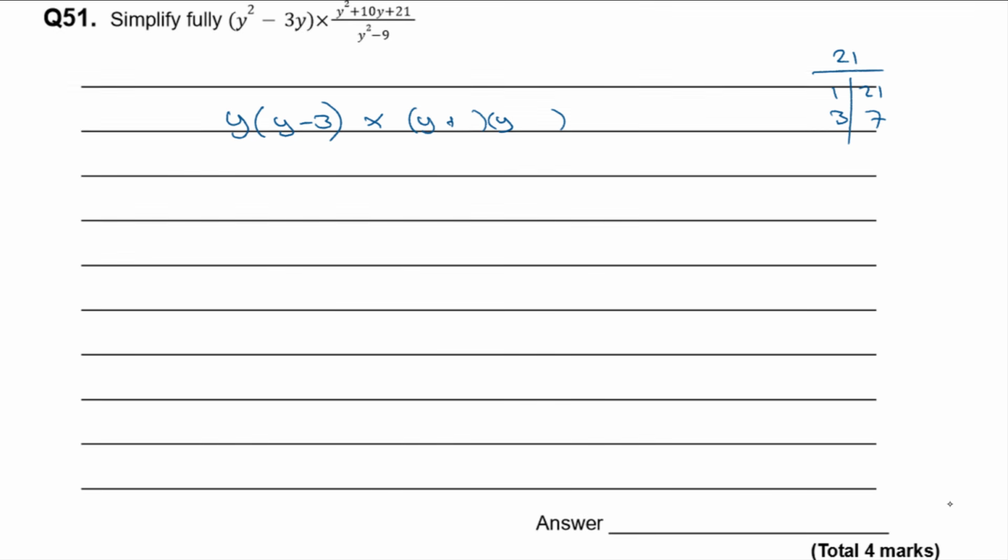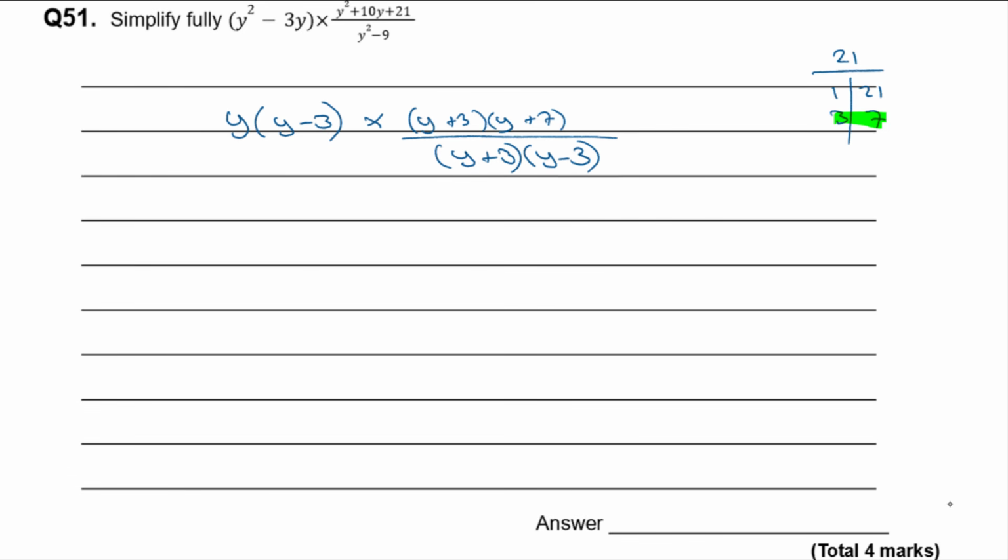It's going to be plus 3 plus 7, and it's that pair, isn't it? Okay, so that's going to give me 10 in the middle. And then on the bottom of that fraction, I've got y squared minus 9, and that's a difference of 2 squares, isn't it? So that factorizes into y plus 3, y minus 3.